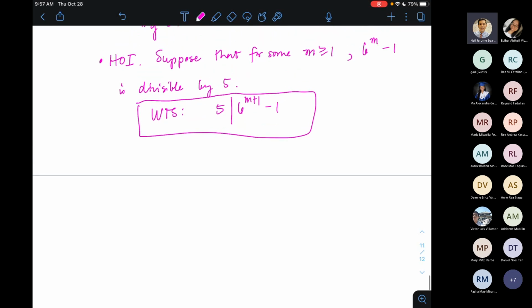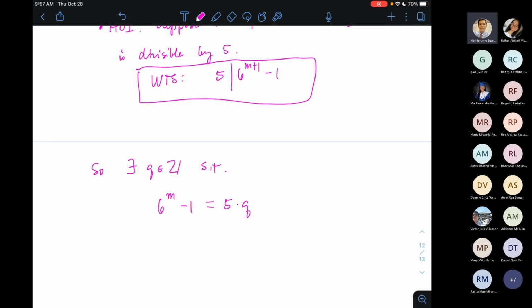Kailangan mapakita natin na 6 to the m plus 1 minus 1 ay kayang isulat as 5 times some integer, right? So, gagamitin ko yung HOI. Sabi ng HOI, 6 to the power m minus 1 is divisible by 5. So, we know that there exists some integer q such that 6 to the m minus 1 is equal to 5 times q.